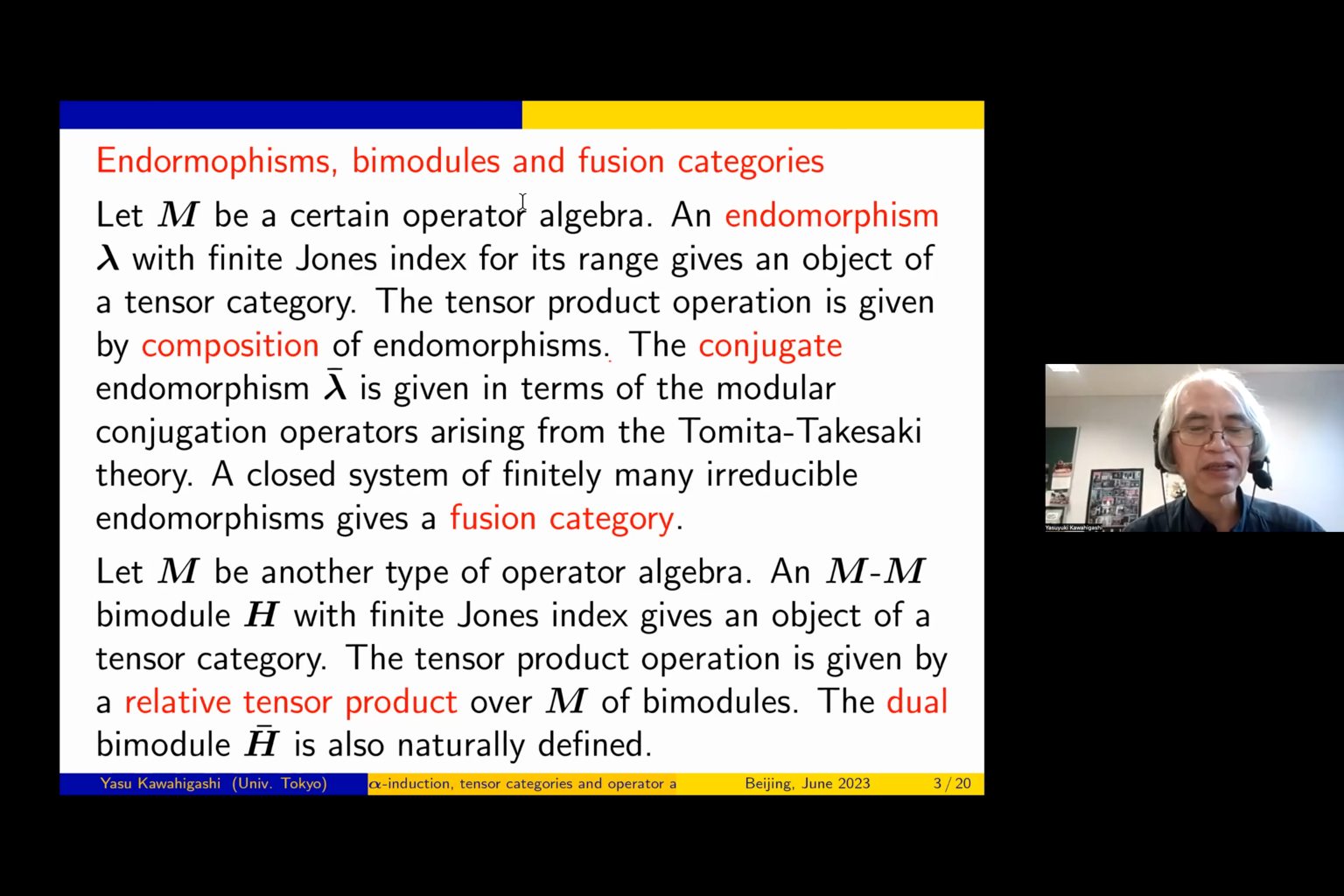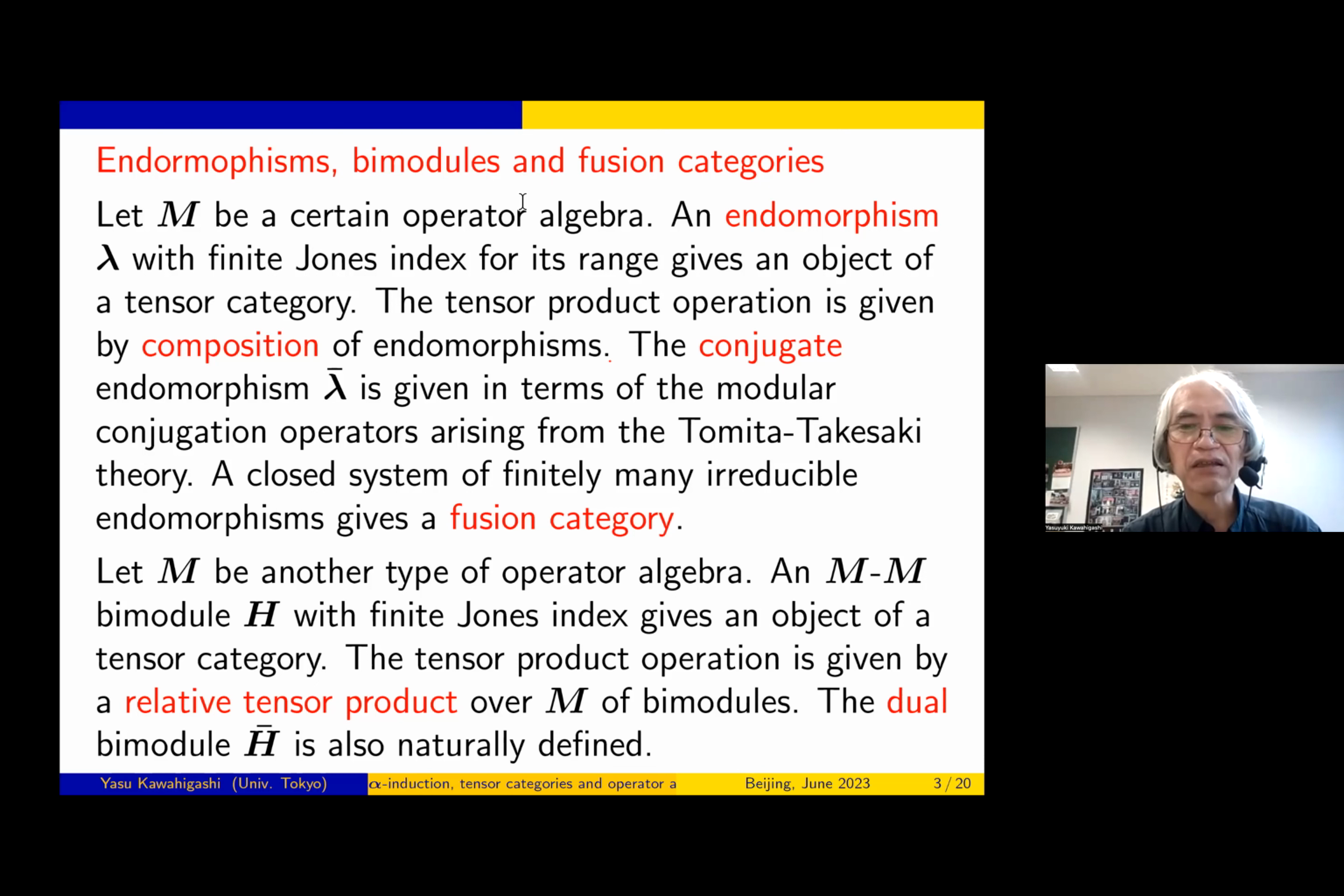Another related but different construction of a fusion category in the framework of operator algebras is the following. Let M be another type of operator algebra. Then consider an M-M bimodule H, which is a Hilbert space with a left action of this operator algebra and a right action of this operator algebra. Then we again have a notion of the Jones index for this Hilbert space H as an M-M bimodule. We still have the notion of finite Jones index, and this is a kind of finite dimensionality.